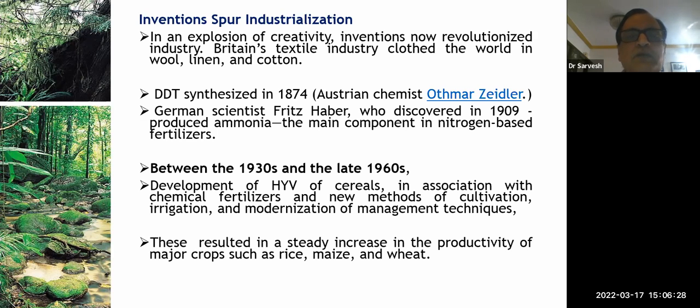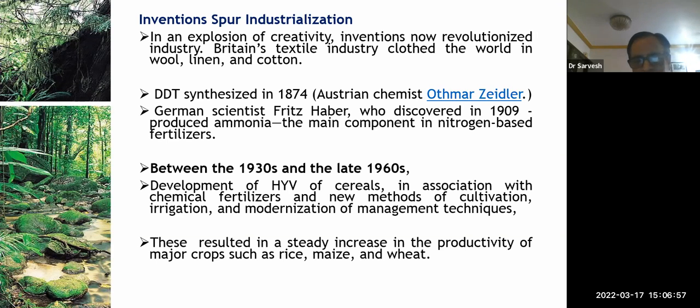Let us see the background. Many inventions occurred during that period and spurred industrialization, particularly beginning with agriculture. DDT was synthesized way back in 1874 and was used as a pesticide, and ammonia was discovered by Fritz Haber, which is one of the ingredients for the production of urea. Many inventions happened during the 1930s and 1960s.